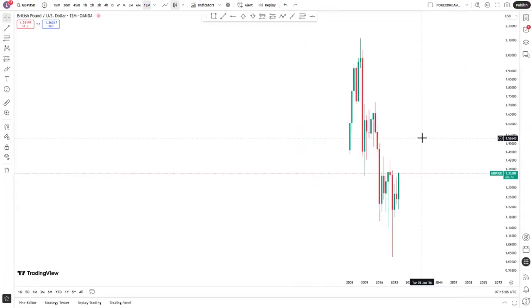Let us look at this pair, which is going to be British pound versus the US dollar. Always remember, do not make the mistake of just starting your analysis on a smaller time frame. Always start from a higher time frame. The main reason for starting from a higher time frame is to get the overall trend.